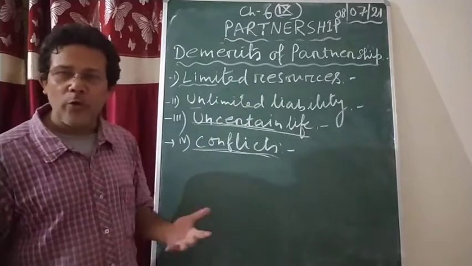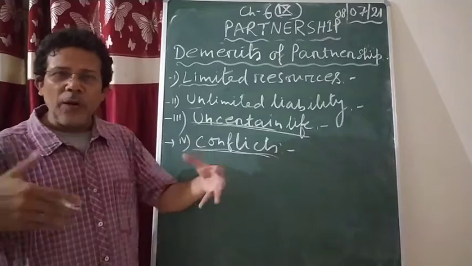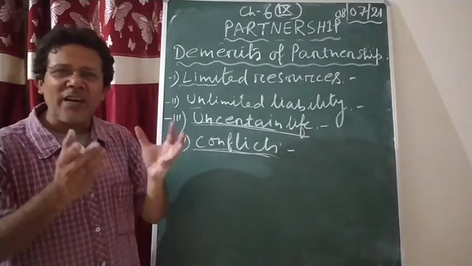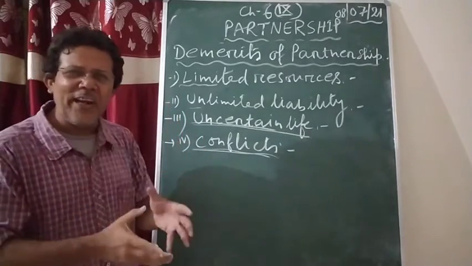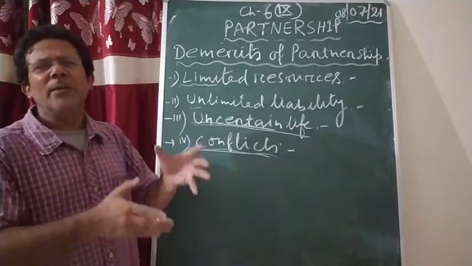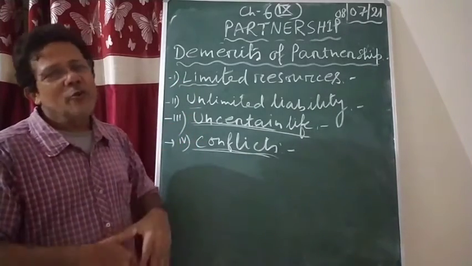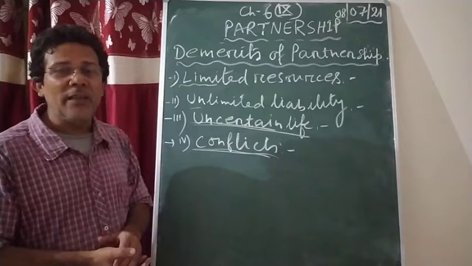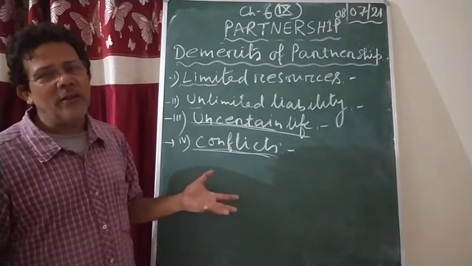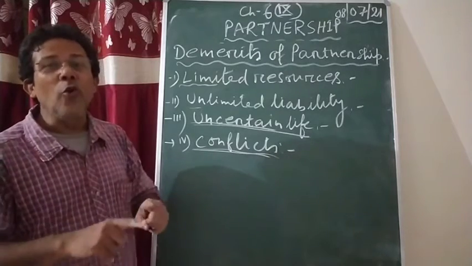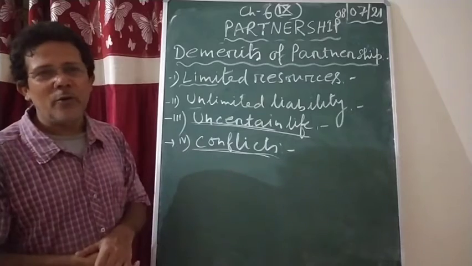And I told you conflict. You know the meaning of conflict? Because there are so many persons working together, they are from different castes, they might be from different creeds, different religions, different standards of life. So there is a chance of conflict among themselves. When there is conflict, meaning no understanding, no belief, definitely the partnership is not going to last.